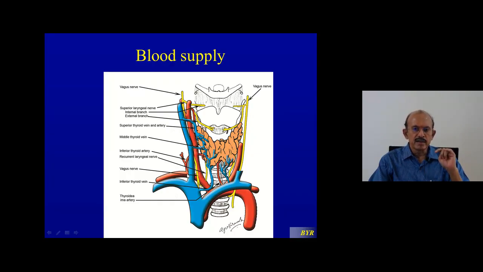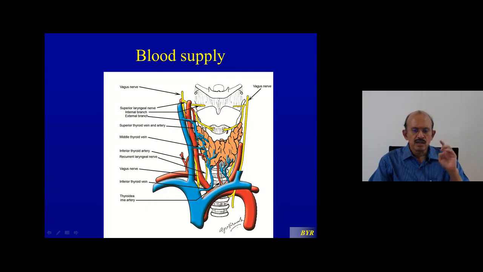The subclavian artery gives off a branch called the thyrocervical trunk. The thyrocervical trunk gives off a branch called the inferior thyroid artery. It goes behind the internal jugular vein, vagus nerve, and common carotid artery. It comes to the posterior border of the thyroid gland, where it divides into multiple branches and supplies the thyroid gland.